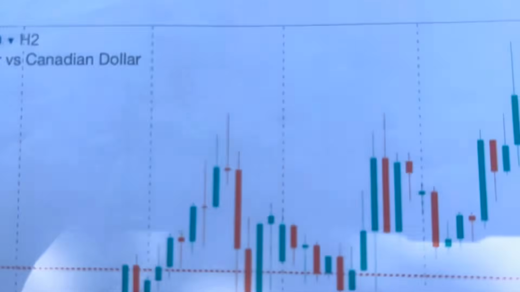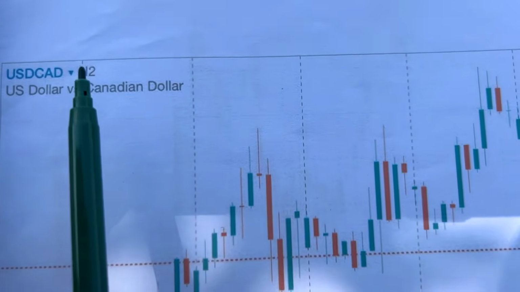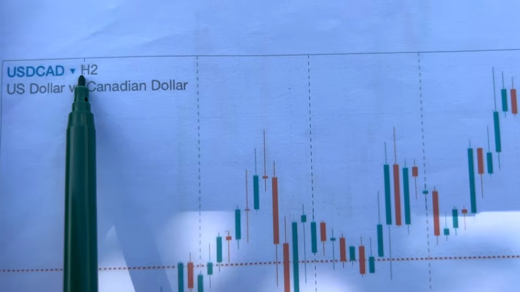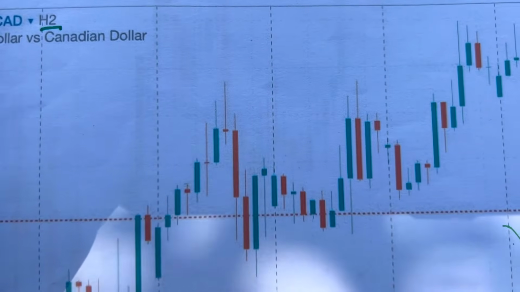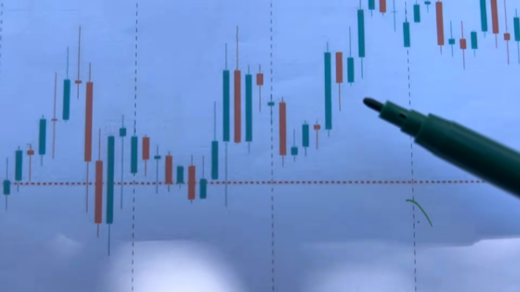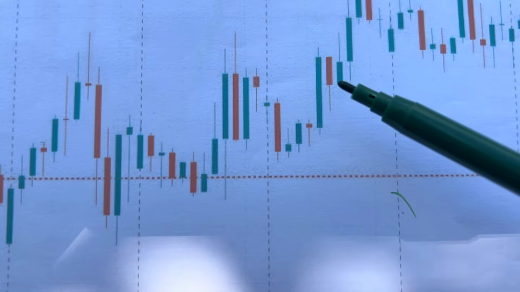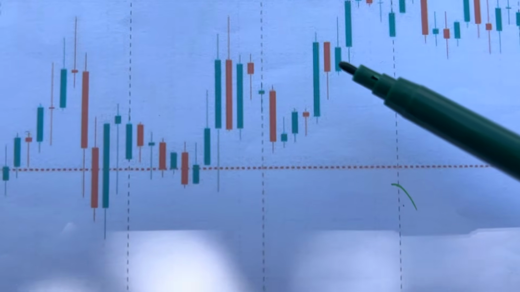Now, let's use a different chart. I want to share with you that we have this H2 here, which is the time frame. The time frame will close and open the candlesticks.